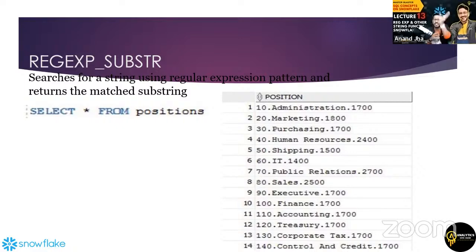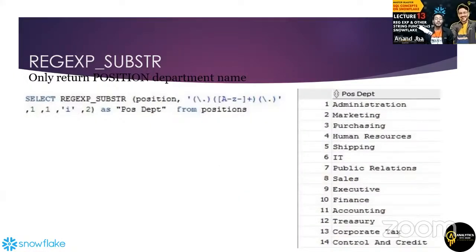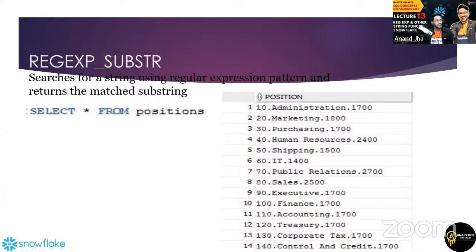Select star from position. Suppose these are the positions: 10, 20, 30, 40, 50, 60, 70, 80, dot administration, dot 1700. Okay? 10th position, administration, 1700. Maybe some value will be there. Now, what is my task? My task is to return only the department name. How will you do it? Tell, think first. I need only this department name.